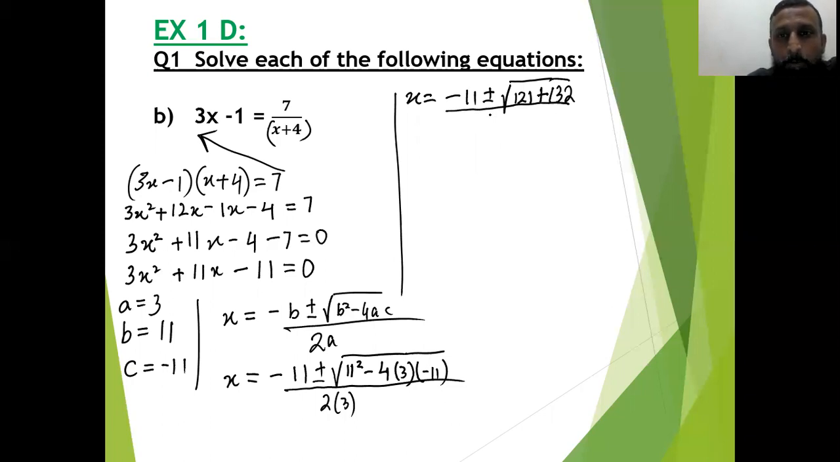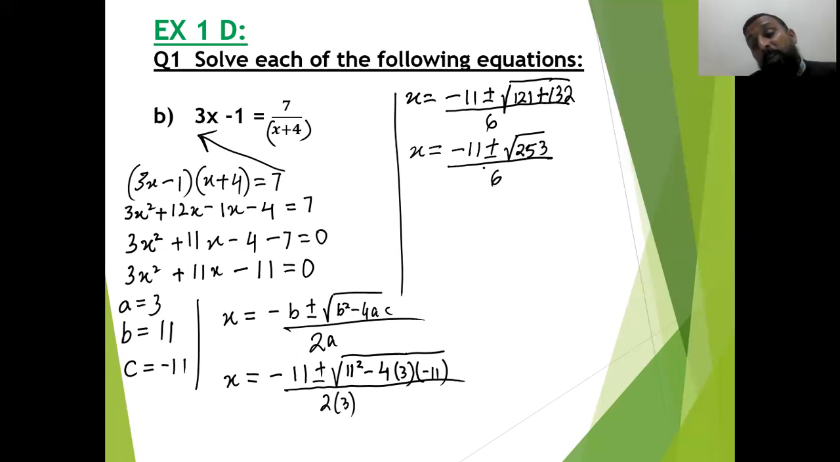Whole upon 2 3s is 6. Okay, so minus 11 plus minus... Added the two numbers. Your calculator will give you the result as 253. Then again use your calculator. 253 is not a perfect square. What is a perfect square nearest to 253? Anyone knows? It's 256, but this is not 256, it is 253. So we need to use our calculator to evaluate this.